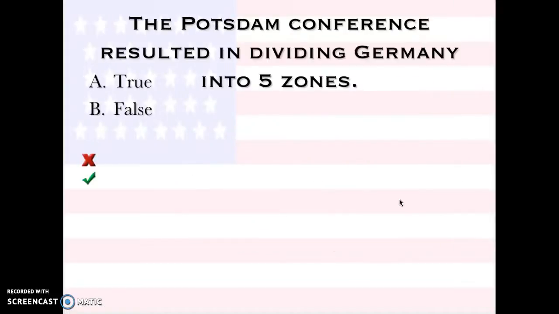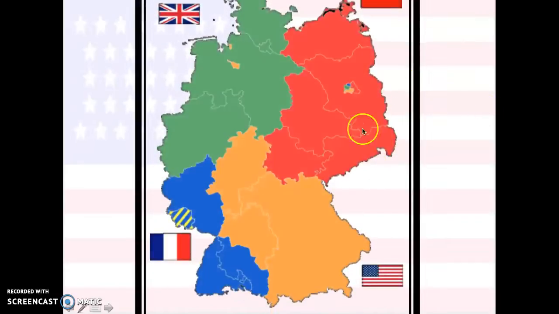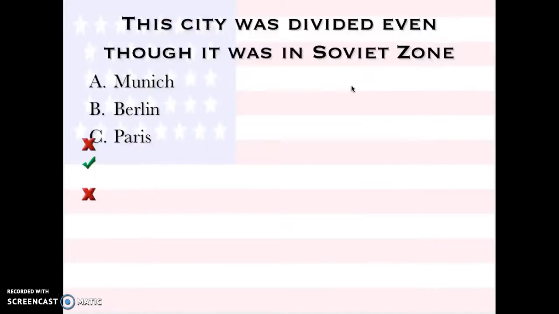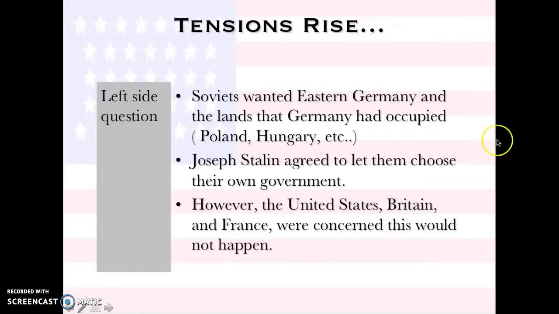All right, so here is a picture that shows you Germany and how it was divided. We have the Soviet Union, Great Britain, France, and America here. And you can see Berlin is divided up just the same, in Berlin's capital city. Sorry about that picture. All right, so tensions are rising. The Soviets want Eastern Germany and the lands that Germany had occupied, and Joseph Stalin agreed to let them choose their own government.